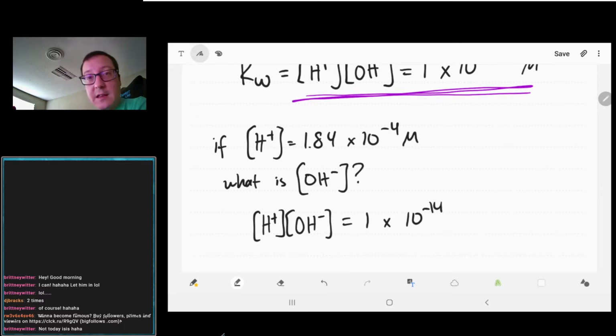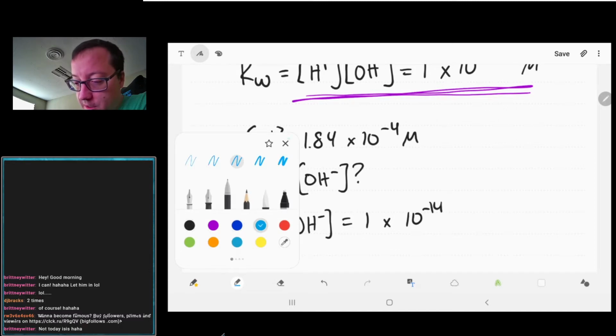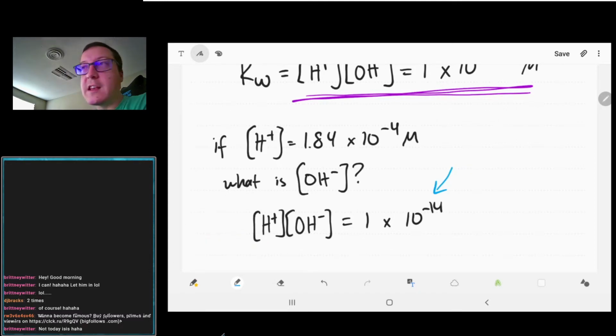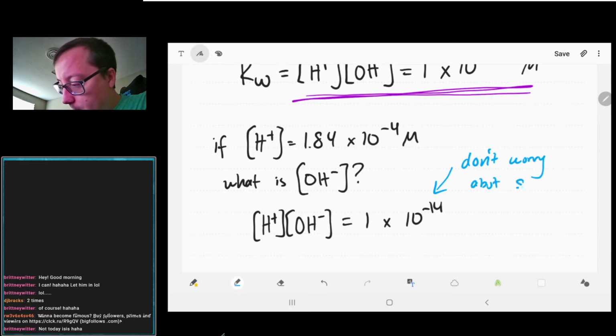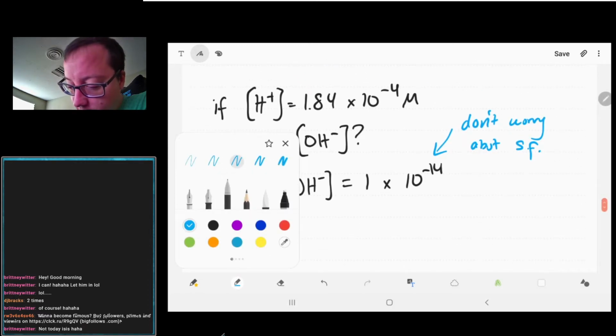For us in this class, we're going to use this Kw number as a constant. That is exact. So we're not going to worry about sig figs for the constant. Technically this changes with temperature and there's other sorts of things happening, but for us, we're going to say it's a constant. Otherwise, you would always get one sig fig, right? So we're not going to worry about sig figs for the Kw number. So if we wanted to plug stuff into this equation, let's use dark blue because why not?